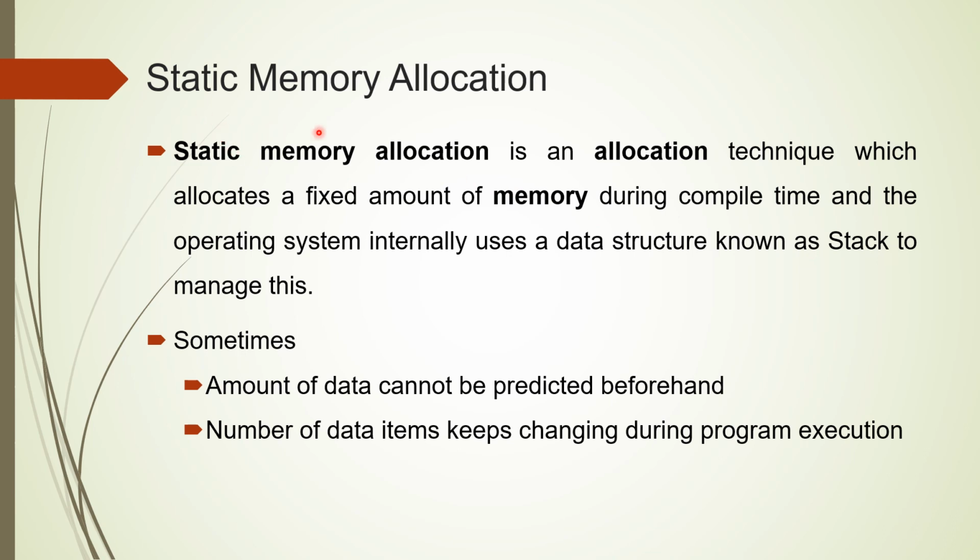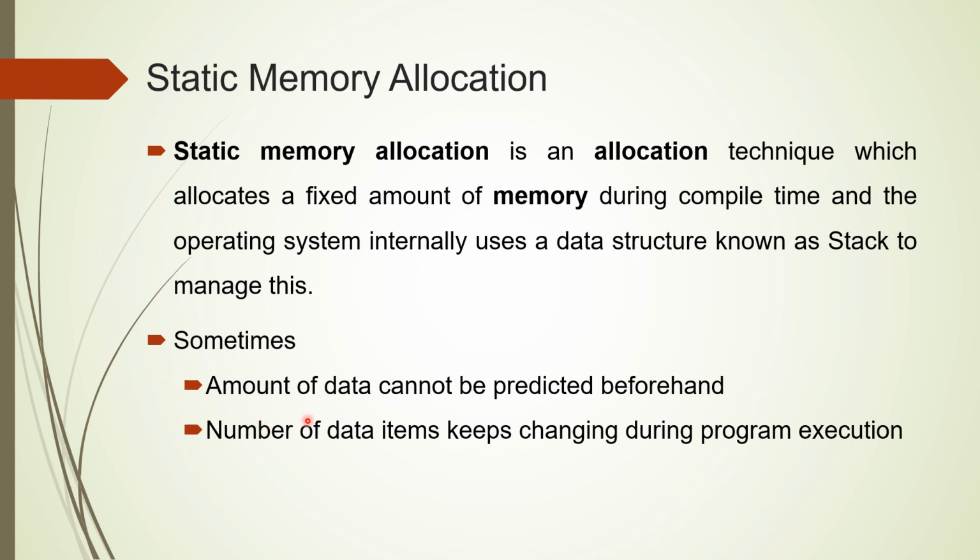Static memory allocation is the process of allocating memory to the declared variable at the time of compilation itself. Allocating memory to the variable during compilation time is called static memory allocation. Static memory allocation uses a data structure known as stacks to manage this.